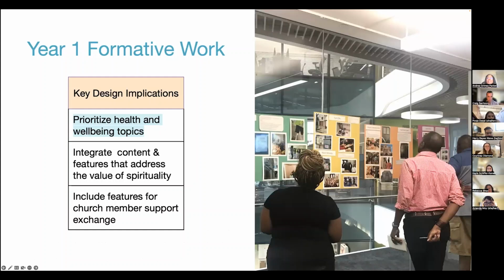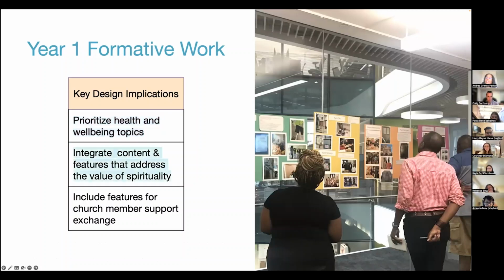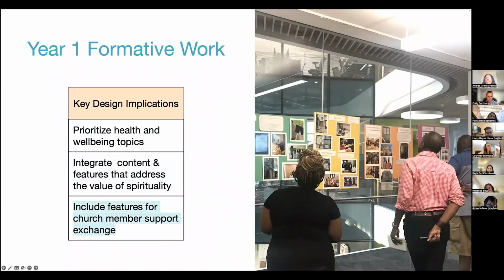For example, they expressed which health and well-being topics were of highest priority to them, such as physical activity, nutrition, and mental health. They also indicated that it was essential that the content and features of the system address their spiritual values as they relate to health and well-being. And lastly, they expressed that any system we designed needed to enable church members to provide one another with social support.